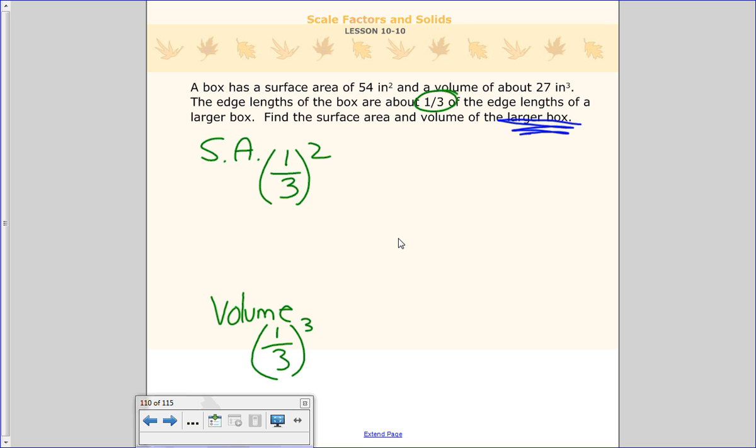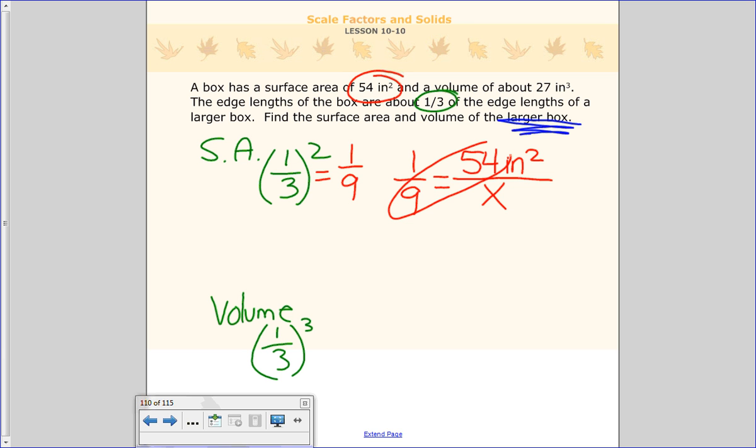All right, let's get started, shall we? So our ratio here is 1/9 for the surface area. Now we have the surface area of this box is 54 inches squared. Now, we know we have the surface area of the smaller box because they tell us we have to find a larger box. So this time that 54 inches goes on top, and we have to find what the bigger box is. So you go ahead and set up your proportion, 9 times 54, divide by 1, and you get 486 inches squared. That would be the surface area of the larger box.